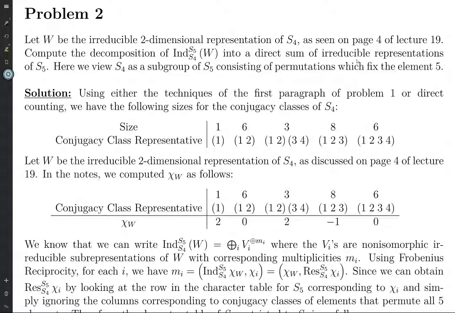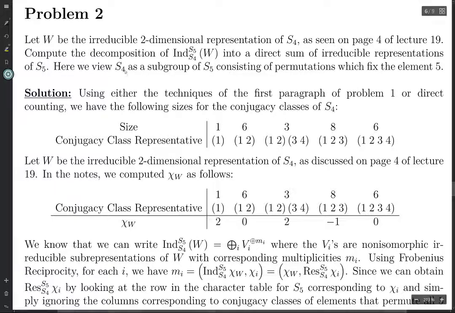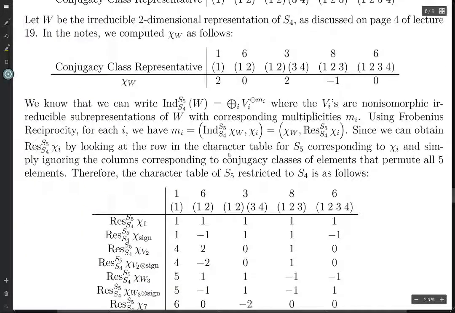Alright, so basically what we do, the first thing is we count the number of things in the conjugacy classes. This is based on a previous exercise, or this is small. S4 is small enough you could easily do this by hand, count it in your head. So let W be that thing that we were talking about, and this is what the character is evaluated at on the conjugacy classes.